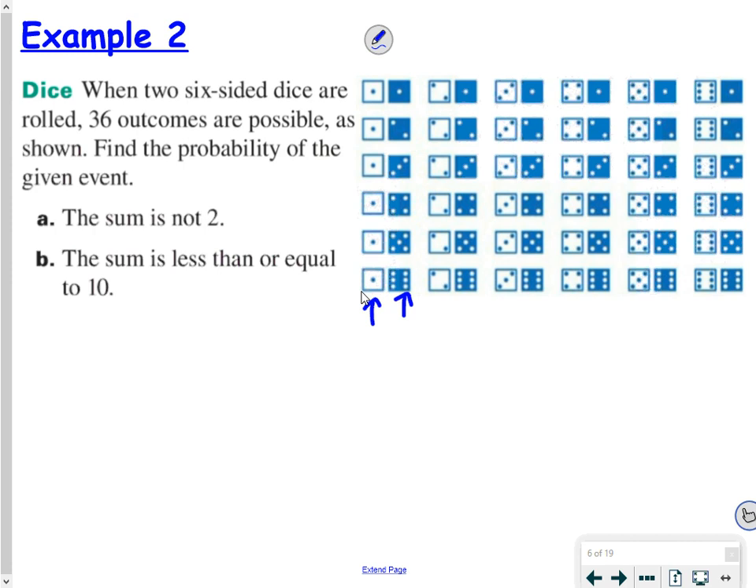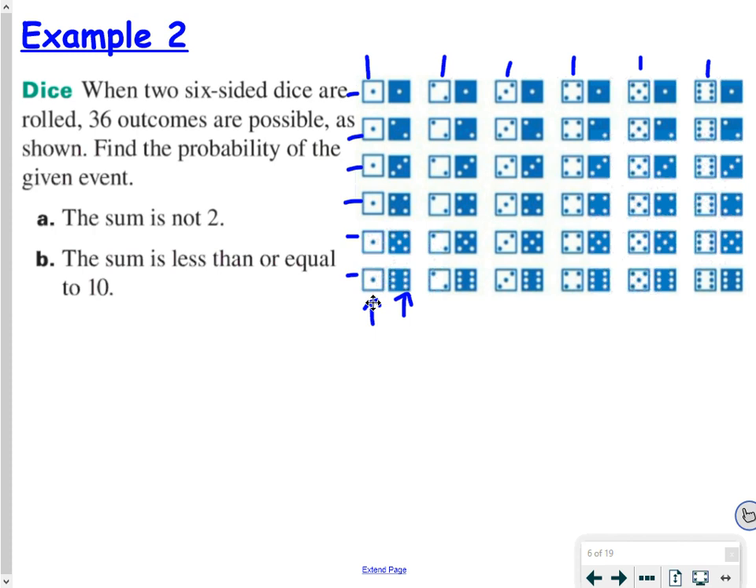Obviously, for the white die, we could get a 1, 2, 3, 4, 5, and 6. For the blue die, it's the same thing. We could get a 1, 2, 3, 4, 5, and 6. So that's why we got 36 different outcomes that are possible. The die that's white has 6 outcomes. The die that's blue has 6 outcomes. 6 times 6 is 36.